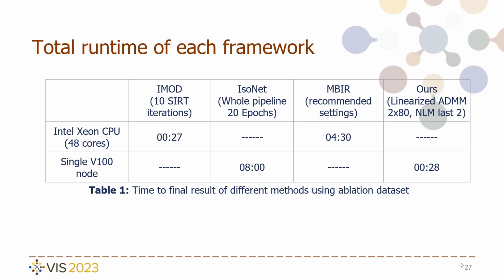Now, let's have a look at the time required to obtain results with different methods. With IMOD, it takes up to 27 minutes to achieve basic reconstructions. ISONET uses IMOD results, and it can take up to 8 hours of extra processing using a B100 GPU. MBIR produces denoised tomograms in a total of 4 hours and 30 minutes using the recommended settings, and our framework requires 28 minutes to achieve denoised tomograms using a B100 GPU.